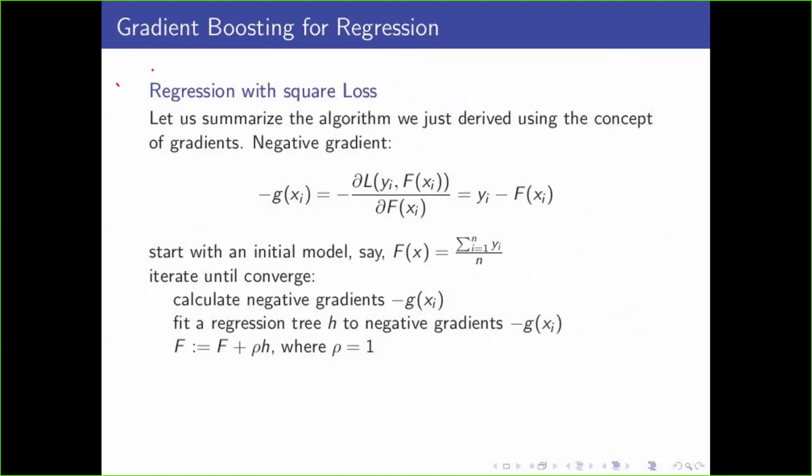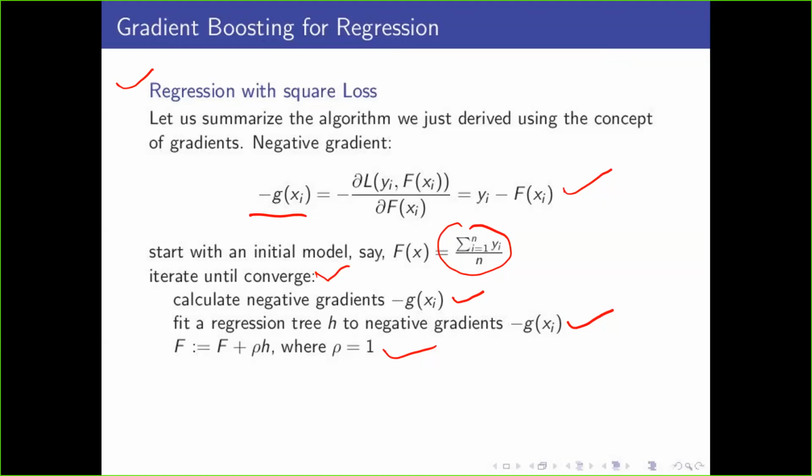So this is an algorithm to summarize the steps. Let us summarize it: regression with the squared loss. Compute the negative gradient. The negative gradient is equivalent to the residual. Start with an initial model, any weak learner. Here the average value has been taken. Iterate until convergence. In every iteration, calculate the negative gradient, fit a regression tree to the negative gradient, and update the model f equal to f plus h. This process is repeated multiple times.